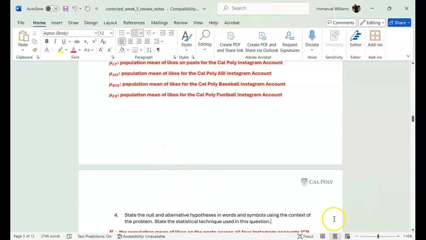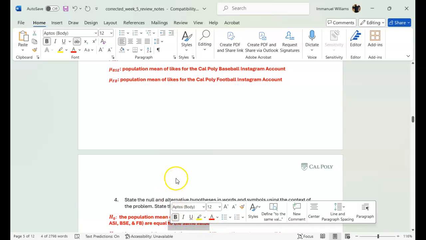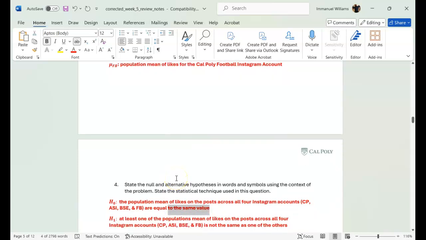So stating the null hypothesis. The null hypothesis is that all the population means are the same, and the alternative is that at least one of the population means is different. Please note that at least one is different. So we're going to assume that they're all the same or they're equal. It's not the same value, but they're just the same. And then at least one of the population means is different.